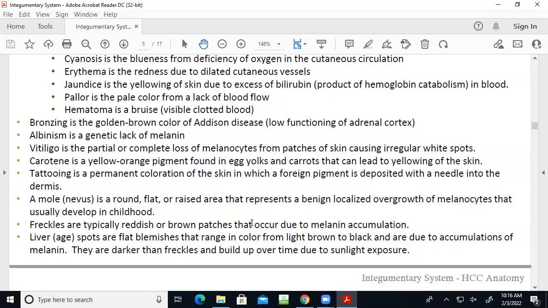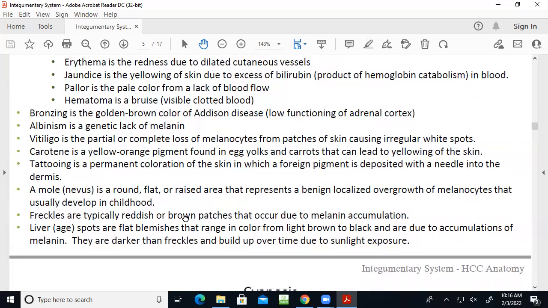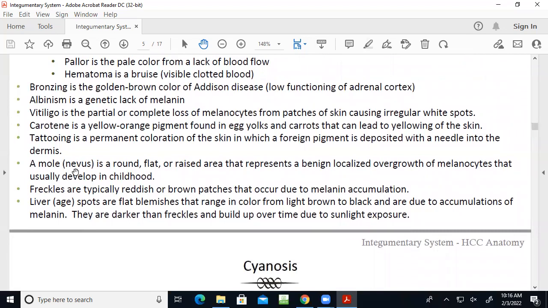Tattooing, very common practice, is permanent coloration of the skin in which a foreign pigment is deposited with a needle into the dermis. The key with a tattoo is it has to involve the dermis. If you're just putting that ink into the epidermis, it's not going to be permanent, because what do we know? We're constantly shedding our epidermis. Okay. Moles, fancy term for those is a nevus, a round, flat, or raised area representing a benign, that means non-cancerous, localized overgrowth of melanocytes that usually develop in childhood. Similar to those are liver or age spots, flat blemishes ranging in color from light brown to black due to accumulations of melanin.